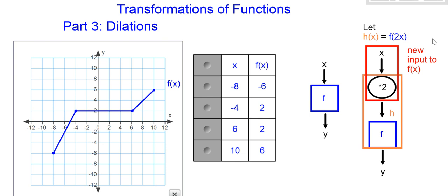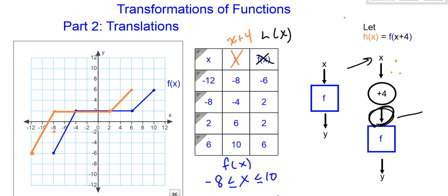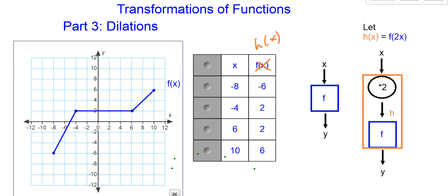So again, if this is an accurate table relating x and f of x, but I wanted to make a table relating x and h of x, what I could do, just to be lazy, is say, hey, I don't want f of x anymore, I want h of x. If I wanted to make a table for h of x, I could start with the relationship between the input and the output of f of x, but the input to f isn't going to be x anymore, it's going to be x times 2.